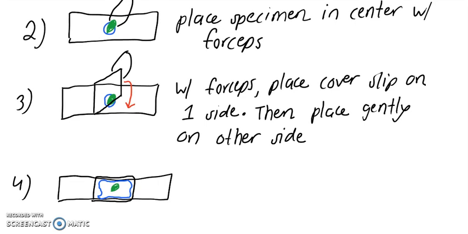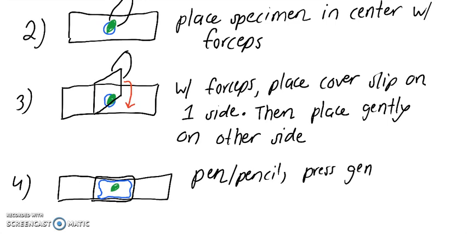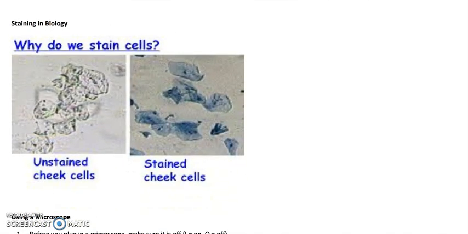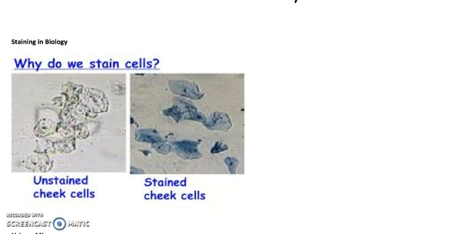So now what you're going to do is with a pen or a pencil, you're just going to press on the cover slip carefully to remove any air bubbles. So with a pen or a pencil, you are going to press gently on the cover slip. And this is going to remove your air bubbles.